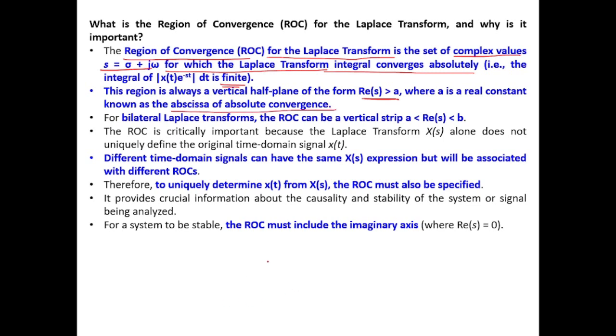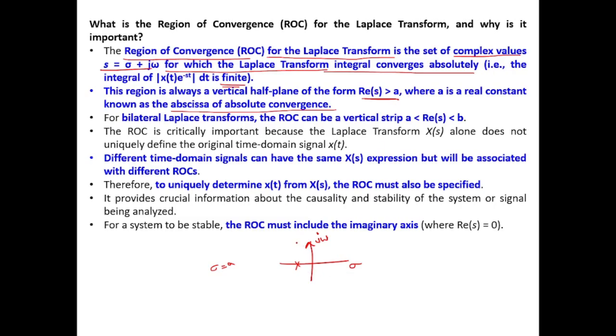Here a is a real constant known as the abscissa of absolute convergence. When we talk about any biomedical signal, they are regarded as causal signals. Causal signals are right-handed signals, as we discussed in signals and systems. That means they start at 0 and go up to infinity. In that case, suppose we have a pole on the real axis. Where should the region of convergence be? Suppose this sigma is equal to a. So it will be a vertical plane for real s greater than a.